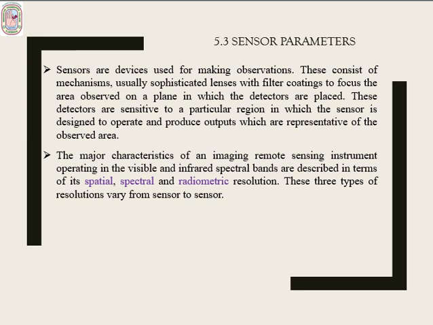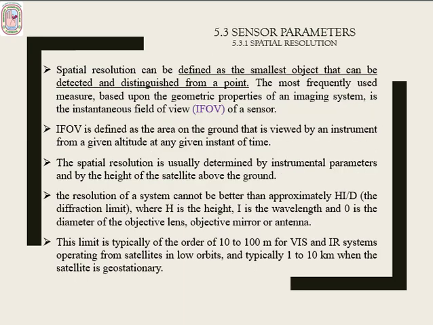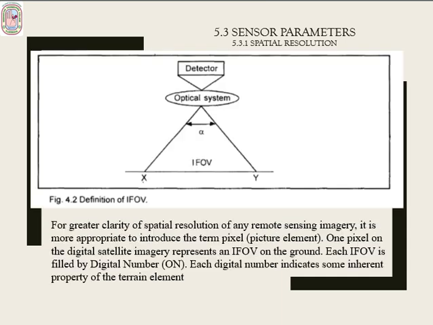For example, there are many optical and infrared sensors used for detecting or imaging from remote sensing data. There are spatial resolution, spectral resolution, and radiometric resolution. These three types of resolutions vary from sensor to sensor. Spatial resolution is the ability to distinguish small features, determined by the IFOV. IFOV is the instantaneous field of view of a sensor. So, for example, in this figure, IFOV is shown as the footprint of the satellite.